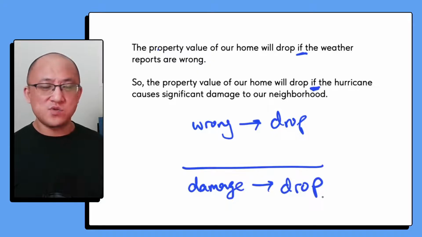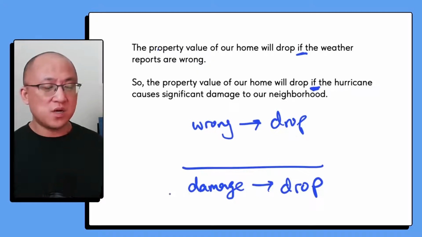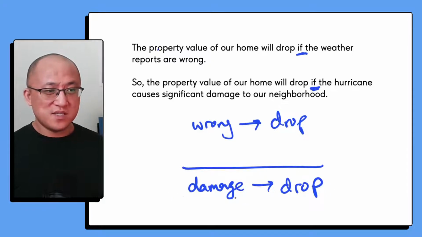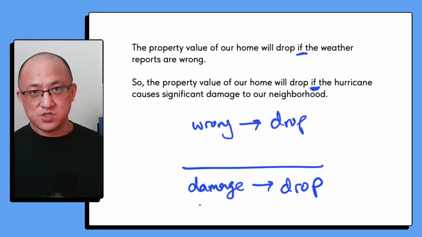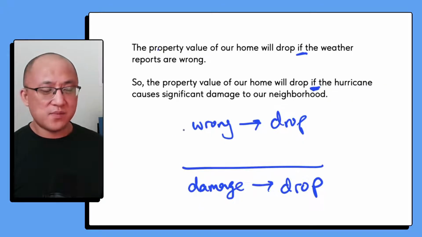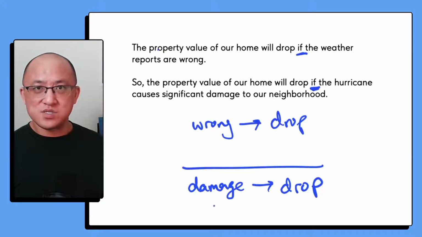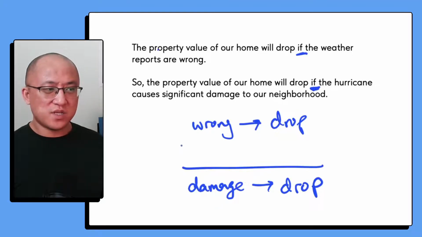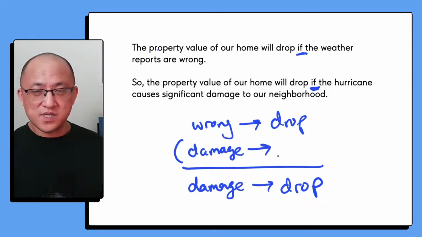And now what's the new concept in the conclusion, if there is one? Well, the new concept is the idea of hurricane causing damage, right? That didn't appear in the premise. So what side is that concept on? It's on the left side. So that means the assumption is going to look like this. It's going to say if the hurricane causes significant damage, then something else.